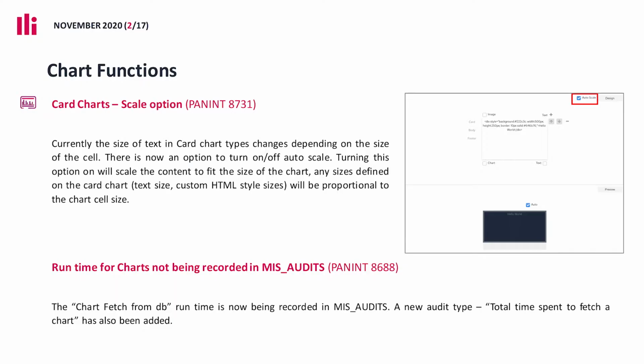Currently, the size of text in card chart types changes depending on the size of the cell. There is now an option to turn on or off auto scale. Turning this option on will scale the content to fit the size of the chart, and any sizes defined on the card chart, i.e. text size and custom HTML style sizes, will be in proportion to the cell size. Here's Adil with a quick demonstration.